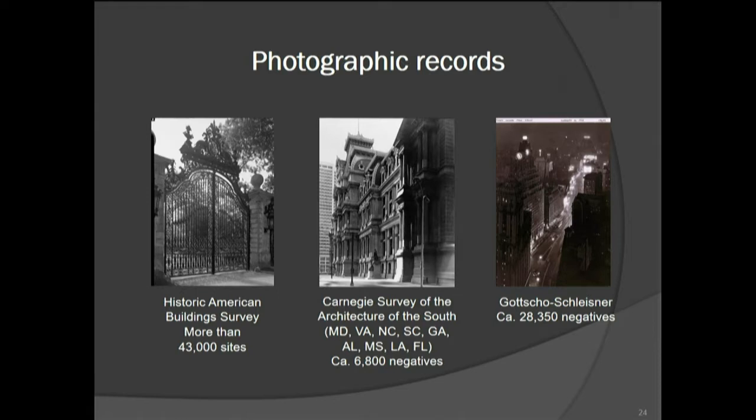Catherine and Dimitri already talked about the Historic American Buildings Survey, HABS/HAER/HALS. That's the big collection. For the HABS, we probably have almost 43,000 site records. And the middle one is the Carnegie Survey, and this is the South region: Maryland, Virginia, North Carolina, South Carolina, Georgia, Alabama, Missouri, Louisiana, and Florida. And a Gottscho photo collection, about 28,000.